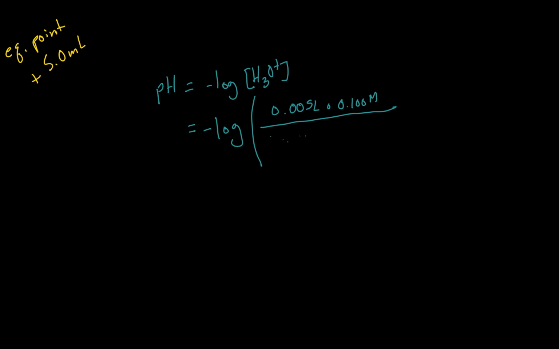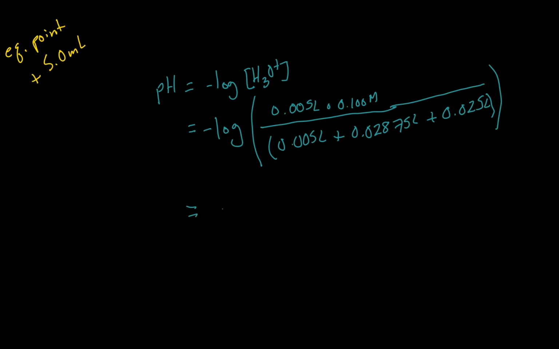Okay, so first, the volume that we just add in addition to the equivalence point. Okay, so here's what we needed to get to the equivalence point. That was 0.02875 liters. And also what we started with. There we go. We have to add all that together in the denominator for this to work.